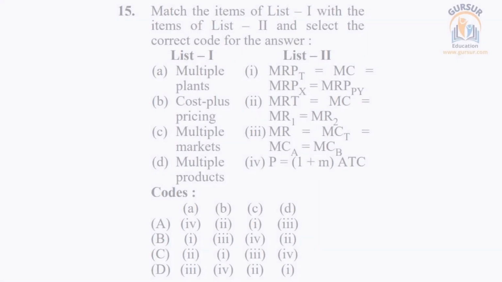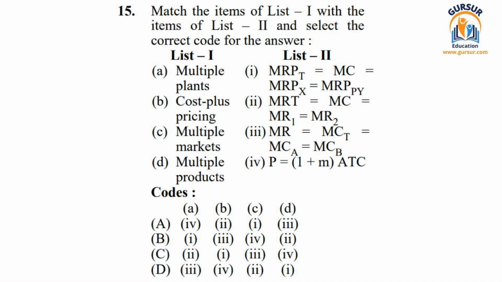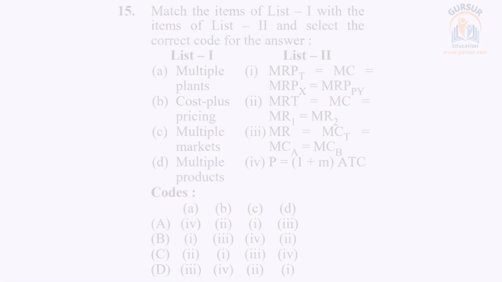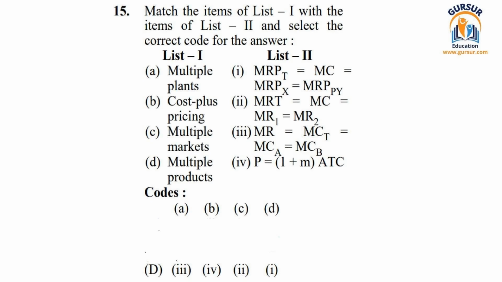Question number 15. Two lists have been given and we have to match the items of list 1 with items of list 2. The items of list 1 are multiple plants, cost plus pricing, multiple markets and multiple products. There are given various formulae in the list 2. We can pause the video and analyze all the items given in both the lists and match these suitably. The right answer of the question is option D. We suggest you to pause the video and analyze the correct combination.